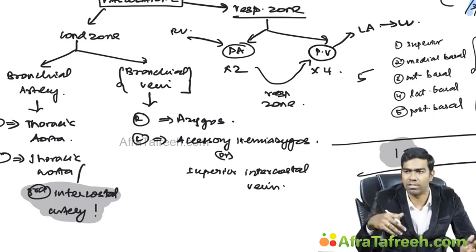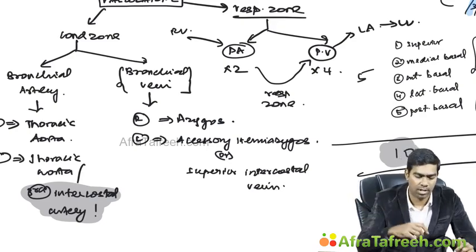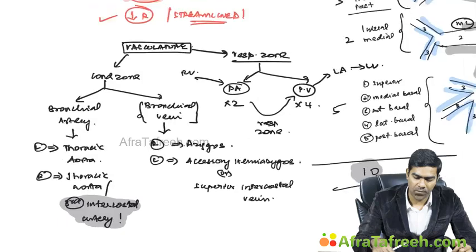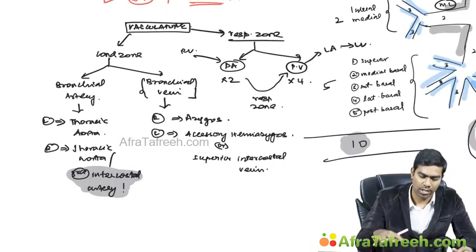Initially you have the main pulmonary artery, which gives rise to the right and left pulmonary arteries. And finally, if they ask you, there are 4 pulmonary veins which are going to enter the left atrium. Clear? So 4 in total. So these are some of the important things about the vasculature.